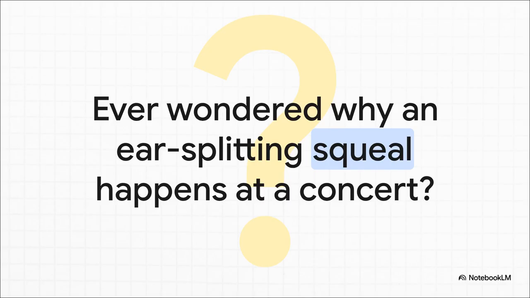Yeah, we've all been there, right? At a concert, and suddenly you get that ear-splitting squeal. That's audio feedback, and it's a perfect real-world example of a system going completely haywire. See, what's happening is a tiny sound gets caught in a loop, getting amplified again and again until it's the only thing you can hear.